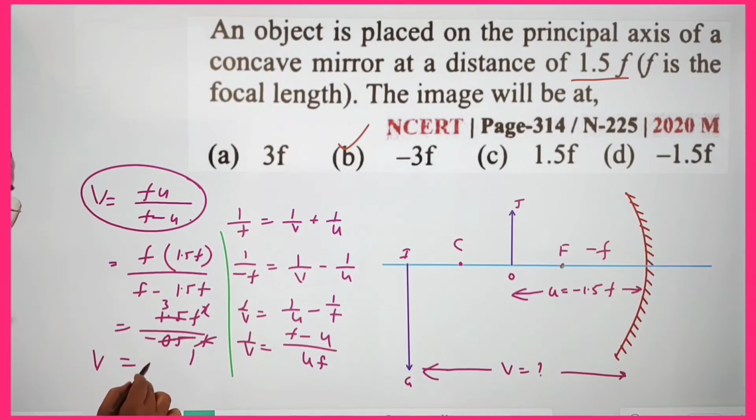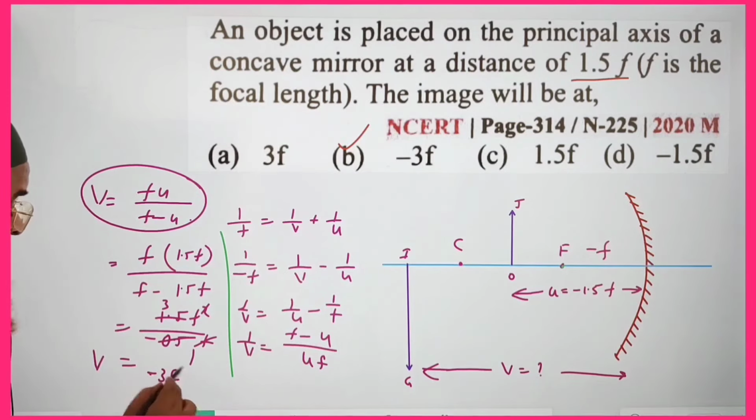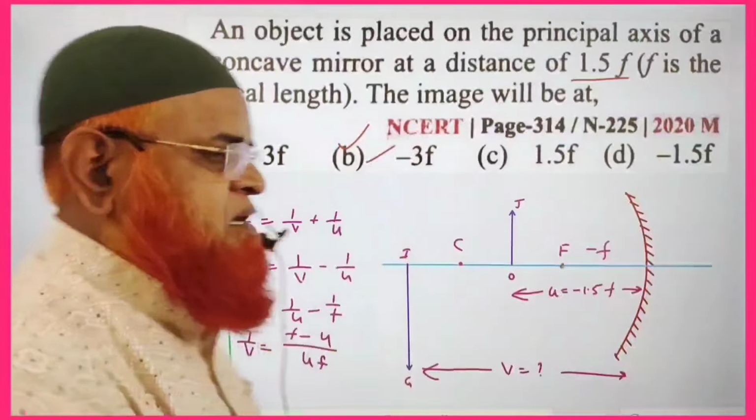So therefore, v is going to be how much? This minus comes to the left side, upwards. That is, your answer is minus 3f, which is going to be your correct answer.